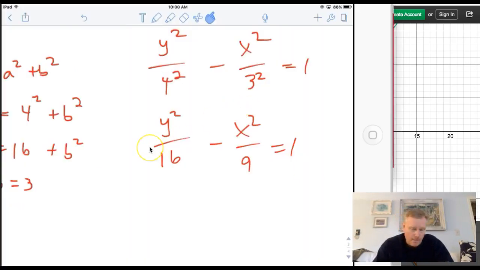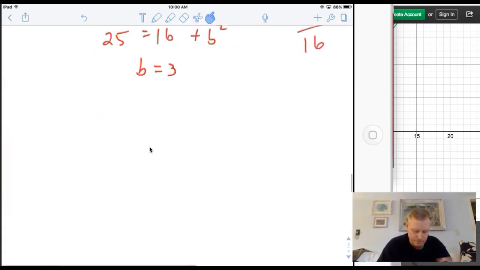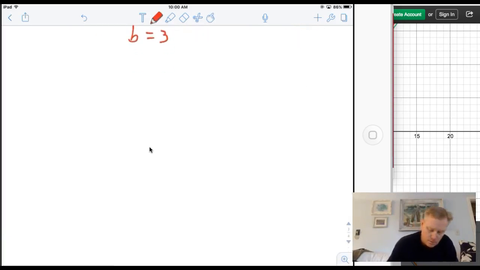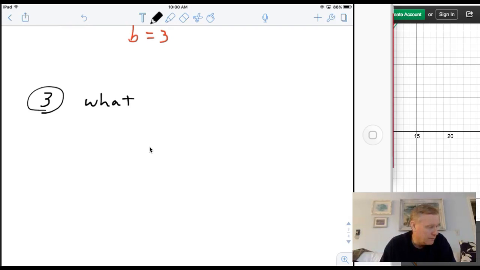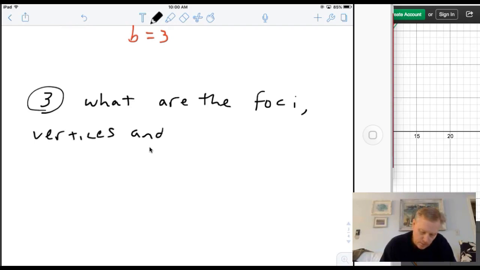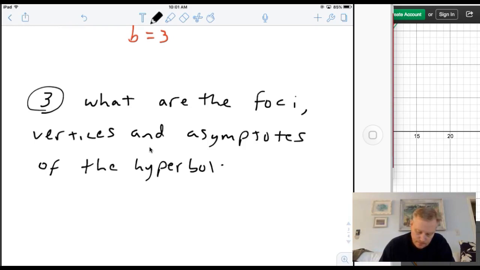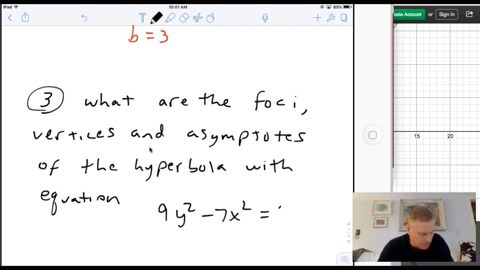Okay. Back to this. All right, number 3. So that's it for the graphing part. That's what I want you to be able to do. But there are a couple other things I'd like you to do. The first one is what happens if they give you an equation not in standard form. What are the vertices, foci, and asymptotes of the hyperbola with equation nine y squared minus 7x squared equals 63.